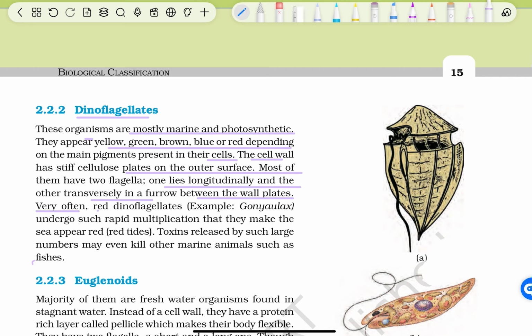Very often red dinoflagellates, for example Gonyaulax, undergo such rapid multiplication that they make the sea appear red, called red tides. Toxins released by such a large number may even kill other marine animals such as fishes.